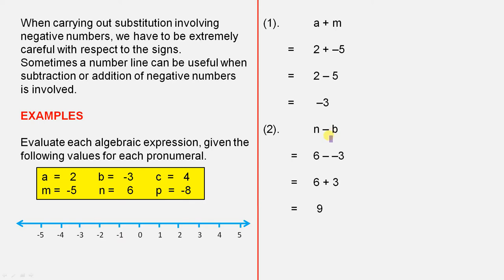Example number 2 is n minus b. Now n is 6 and b is minus 3. So n minus b will be 6 minus minus 3. When the two signs are the same, two minus signs, you change that to a plus. So 6 plus 3 is 9. You don't actually need the number line for that one.